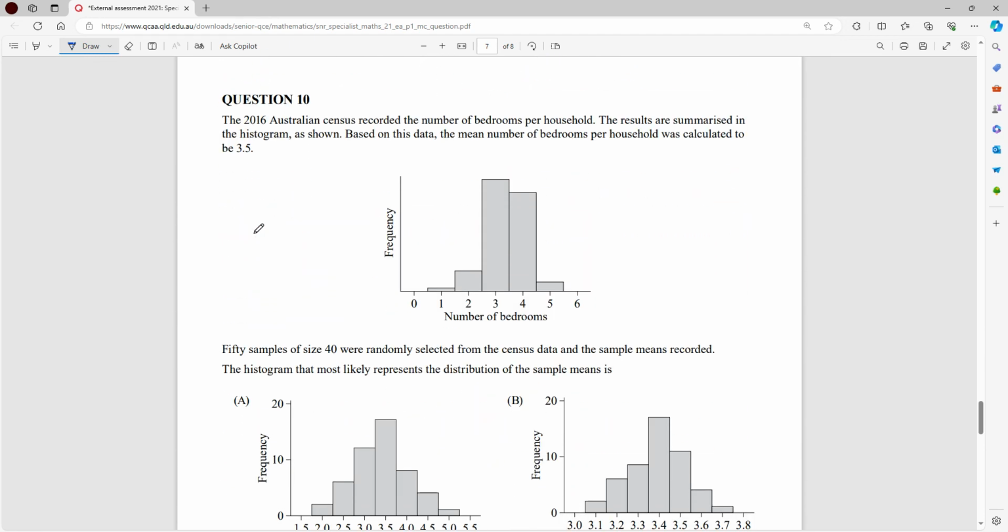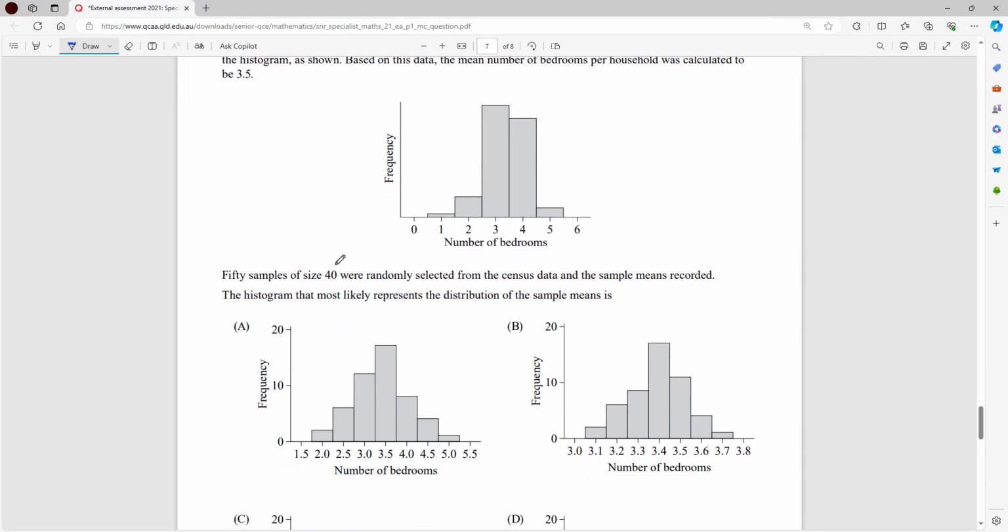All right, let's take a look at question 10. So, the 2016 Australian census recorded the number of bedrooms per household. The results are summarized in the histogram as shown. Based on this data, the mean number of bedrooms per household was calculated to be 3.5. Okay. 50 samples of size 40 were randomly selected from the census data and the sample means recorded. The histogram that most likely represents the distribution of the sample mean is.